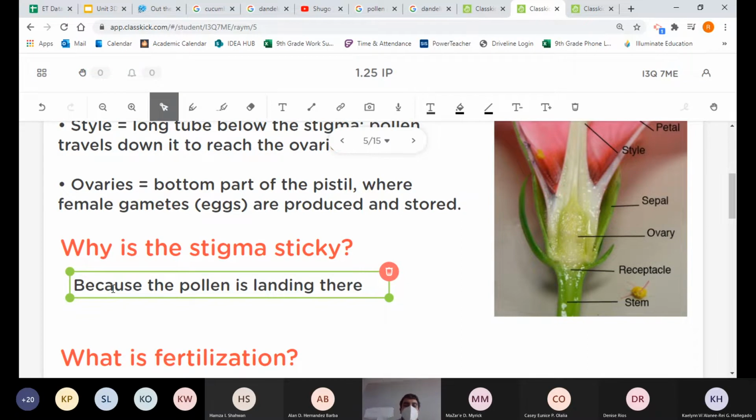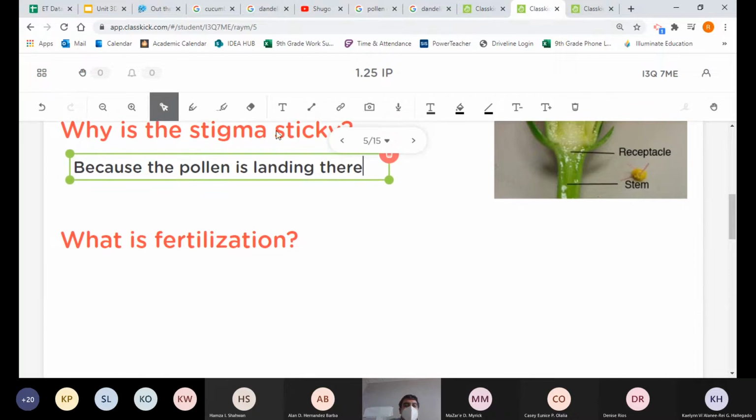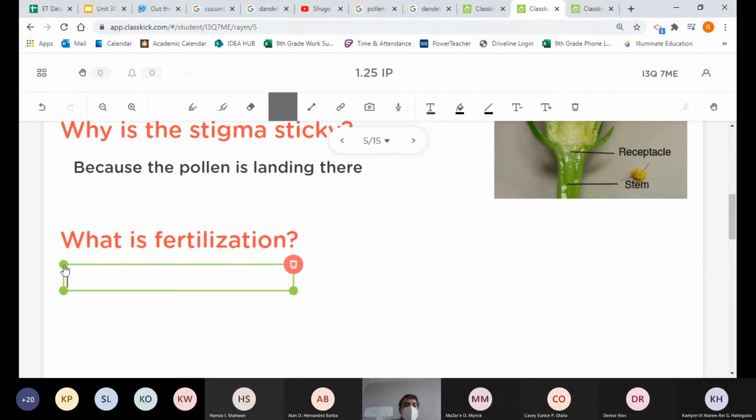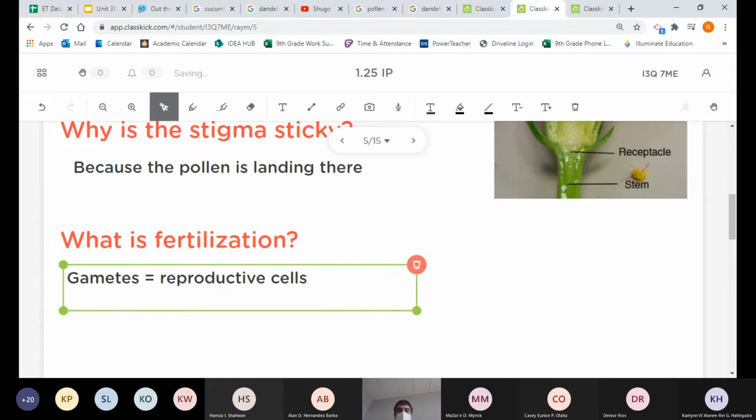All right, very good. So this is going back to what we talked about a second ago. I want to make sure that everybody understands. What are we talking about when we talk about fertilization? What is fertilization? So we've been talking about gametes, which are reproductive cells. What is fertilization then?